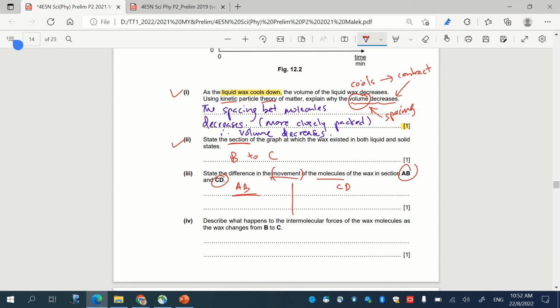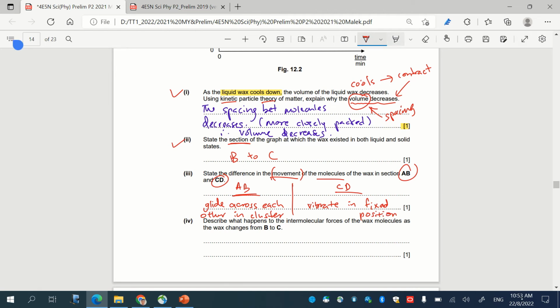Okay, liquid state. So the movement of molecules from A to B, the molecules glide across each other in clusters. Okay, and CD is a solid state. So how is the movement different? The molecules vibrate in fixed position. So that's the difference you have to state for the 1 mark.